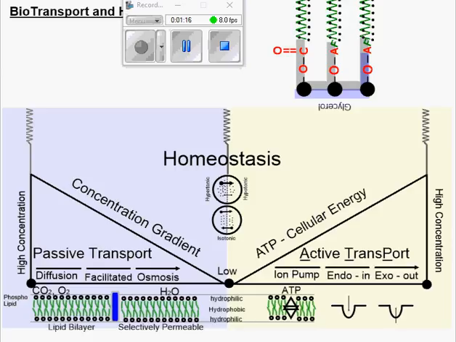Passive transport has how many flavors? Three. Diffusion, facilitated diffusion, and osmosis. What drives passive transport? Concentration gradient, because materials will move by themselves from an area of high concentration to an area of low concentration through random motion.